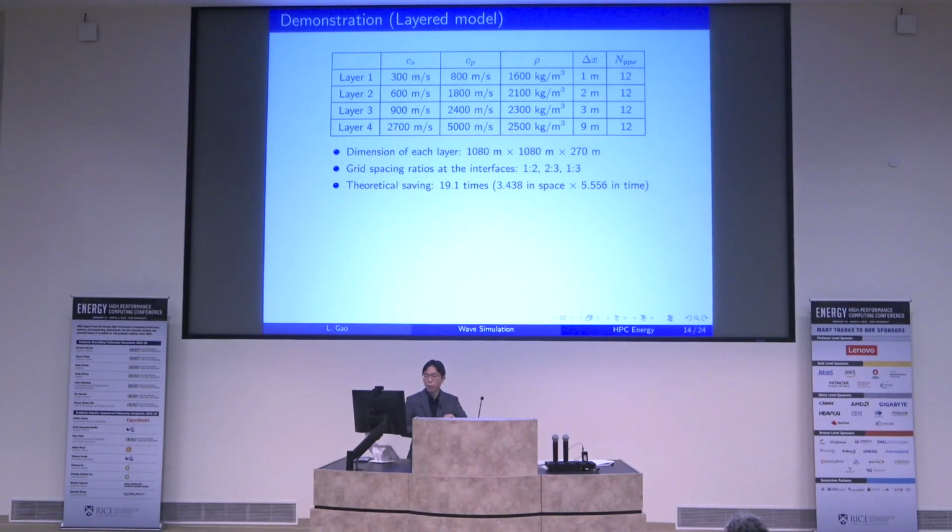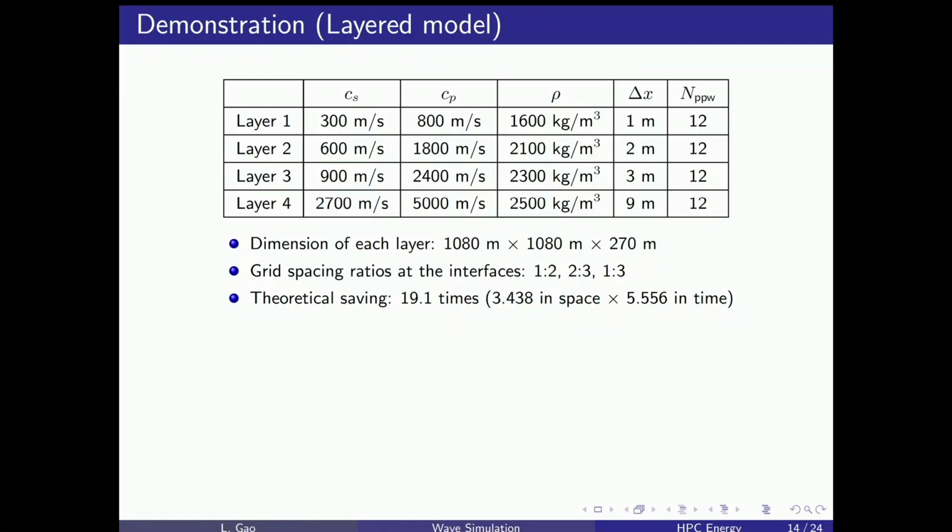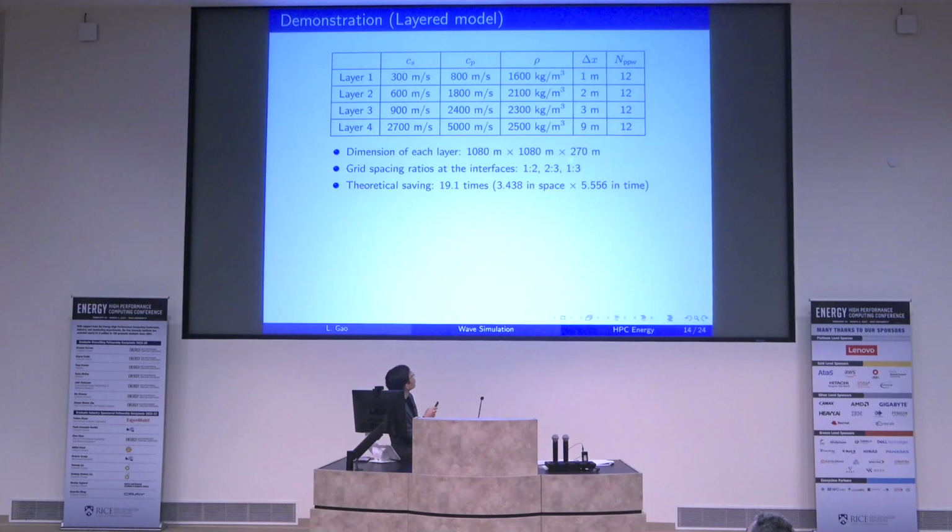So I'll give you a few numerical examples. Both of the numerical examples are in 3D. The first one is a layered medium. We have 1-to-2, 2-to-3, and 1-to-3 grid ratios. The number of points per wavelength is kept at 12.